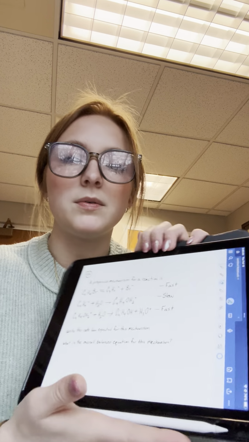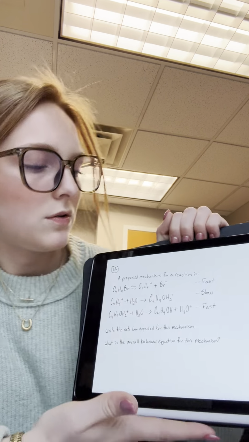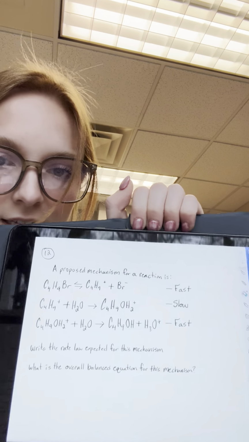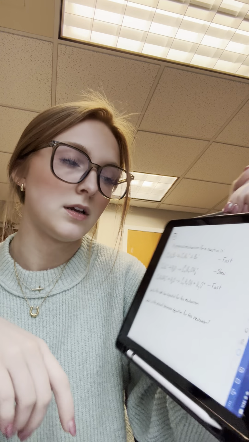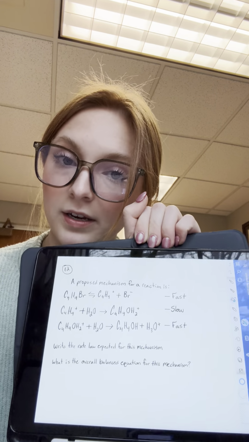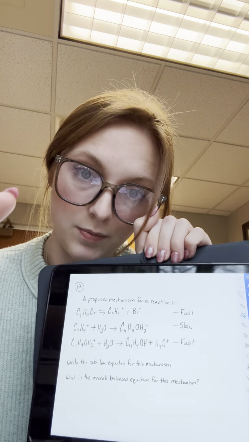Now to discuss the question, I went with question 12. So it says a proposed mechanism for a reaction is, and it has 3 steps, and it says fast, slow, and fast. And it's asking us to find the rate law expected for the mechanism and the overall balanced equation. Again, look, we have the equilibrium sign, and your RDS, or your rate determining step, comes from your slowest. So this is a second step mechanism.